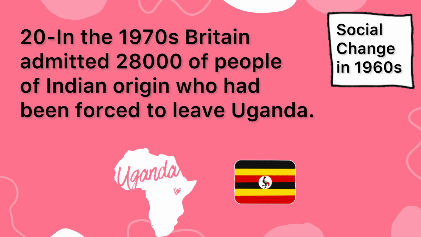Ugandan President Idi Amin, who had seized power in a military coup, ordered the expulsion of the Asian population and gave them 90 days to leave Uganda. In the 1970s, Britain admitted 28,000 people of Indian origin who had been forced to leave Uganda.